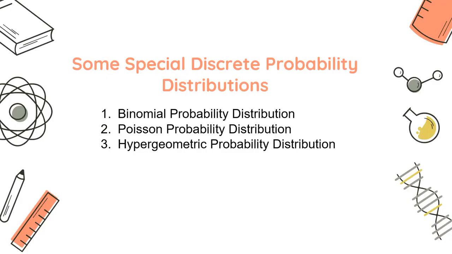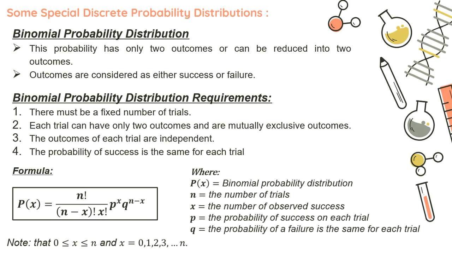So now, let's proceed with the special discrete probability distributions. We have three: the binomial probability distribution, Poisson probability distribution, and hypergeometric probability distribution. Okay, let's start with the binomial.